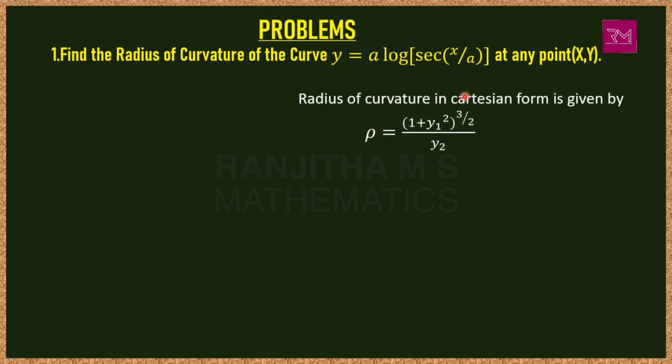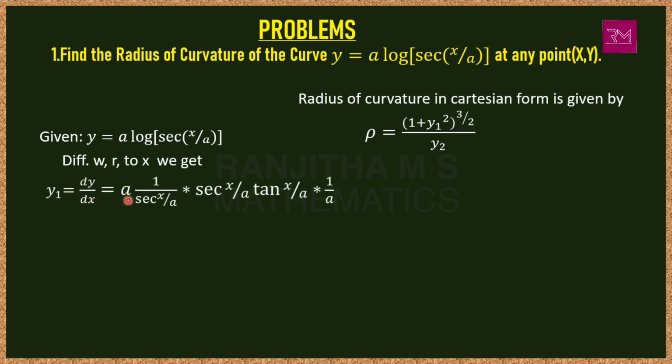The formula of radius of curvature in Cartesian form is given by rho, which is equal to 1 plus y1 square whole power 3 by 2 divided by y2. Here to find the radius of curvature, first we have to find y1 and y2, that is first order and second order derivative for the given Cartesian curve. Here first take the given curve y is equal to a into log of secant x by a. Here to find y1, we have to differentiate this y with respect to x.